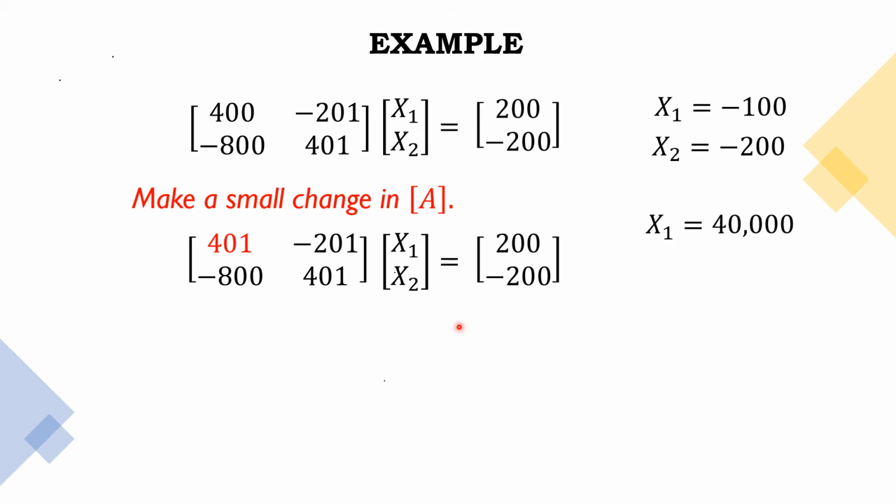Okay, now as you can see, even if it's just a small change, it affects the solution vector largely. So x sub 1 this time is 40,000, and x sub 2 is 79,800. Therefore, since there's a large change, it's considered an ill-condition problem.